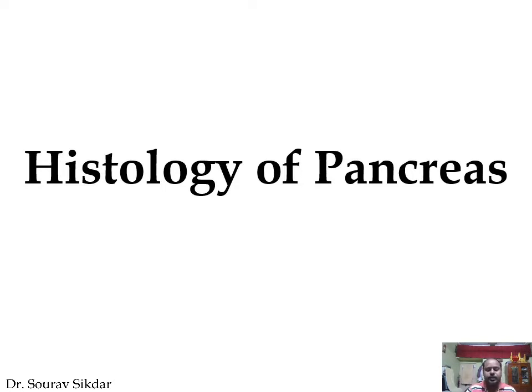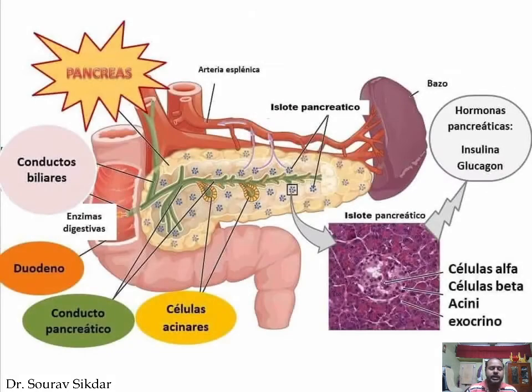So, first of all, we have to specifically try to know what the morphology and the origin point of the pancreas are. And in this picture you can see it is simply located at the junction of the duodenum.